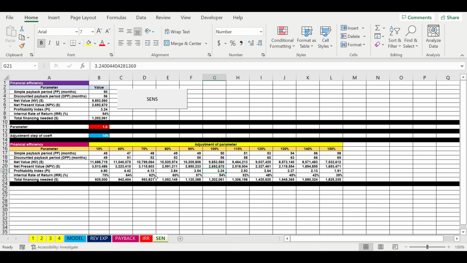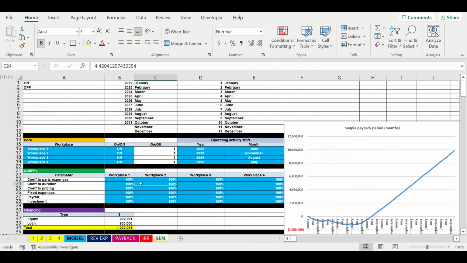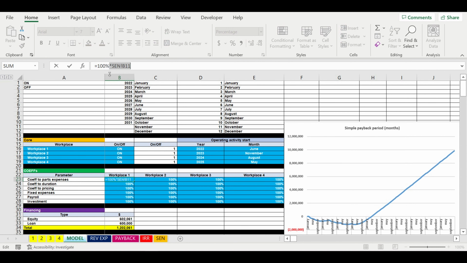So now I can see how the simple discounted payback period, net present value, profitability index, internal rate of return, and total financing change if we increase or decrease the direct expenses. The bigger the direct expenses, the higher the simple and discounted payback period. So here we can see how stable our business idea is, how flexible it is. But now we just delete this coefficient from expenses.